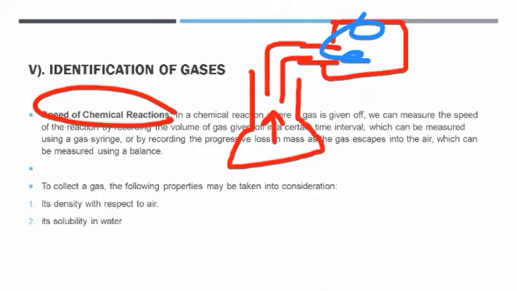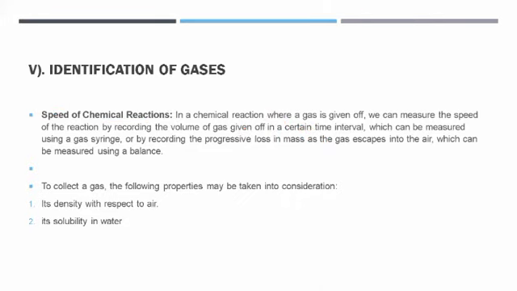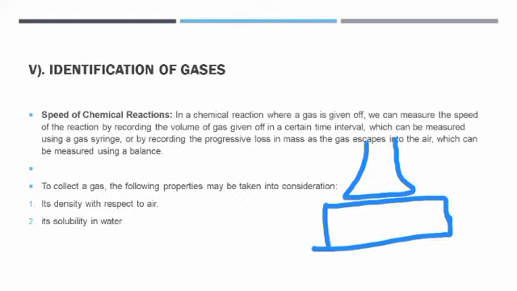And there are different ways of collecting that gas. If I want to measure the speed of the chemical reaction and not just collect the gas, I'm going to use the volume. I want to record the volume of the gas that is given off, and I can use the gas syringe for that. And I can also find the loss of mass, so I can place my whole apparatus on a beam balance or an electronic balance, and from the values I can know how much is lost.